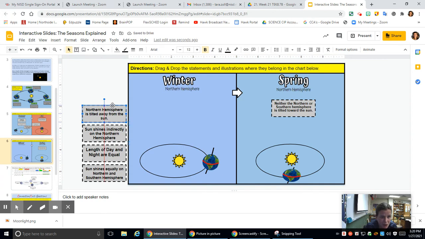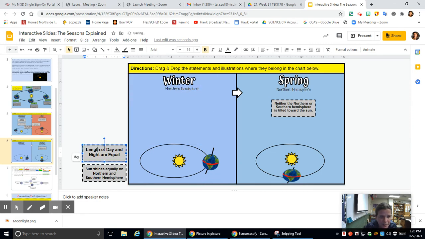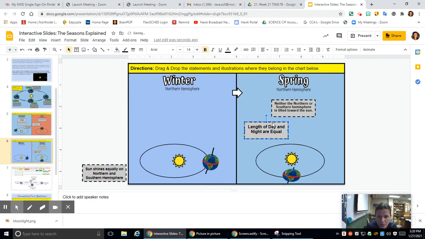The northern hemisphere is tilted away from the sun, that's winter. Sun shines indirectly on the northern hemisphere, that's going to be winter. Length of day and night are equal, spring. Sun shines equally on the northern and southern hemisphere.